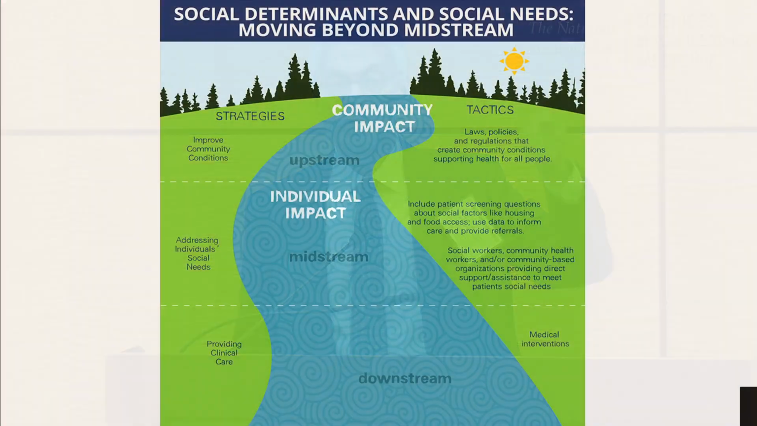This is just a visual representation of that. We sometimes refer to upstream and downstream. In this instance, when we're talking about upstream, we're talking about the social determinants, the root causes, working at that total population level around a law, a regulation. And when we're talking about midstream, we're talking about those individual patient-specific social needs.